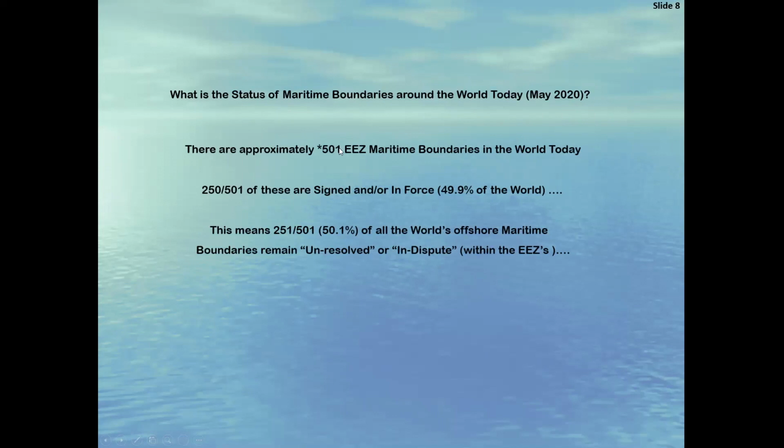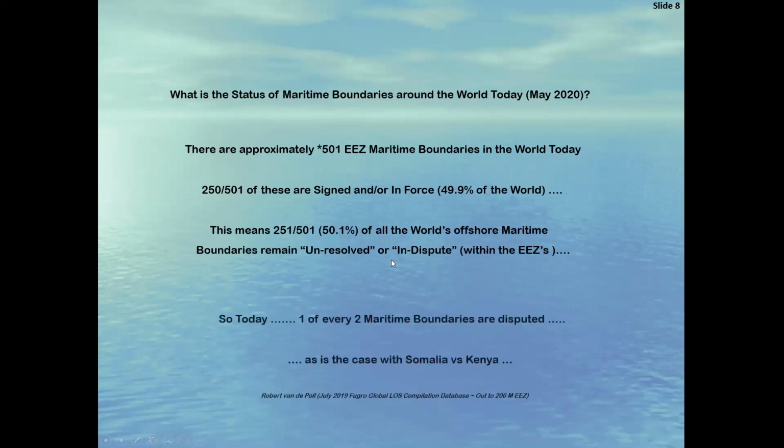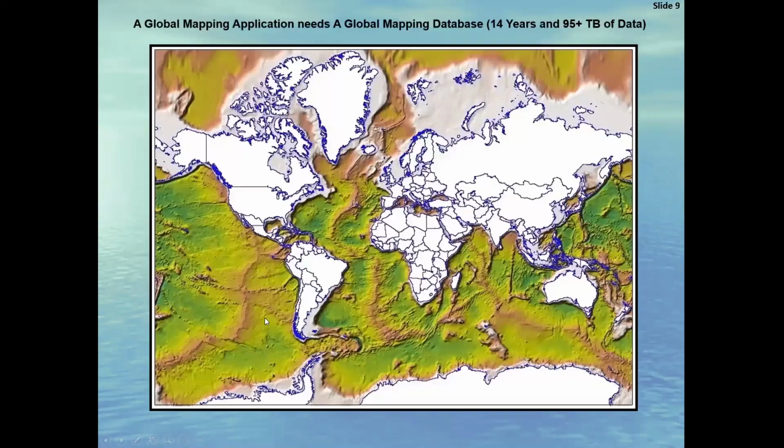There's approximately 501 maritime boundaries in the world. 250 of these are signed and or in force, which is about 49.9% of the world, which means sadly 50.1% of the world's offshore maritime boundaries remain unresolved and or in dispute. And so today, 1 out of every 2 boundaries are disputed, as is the case for Somalia and Kenya.